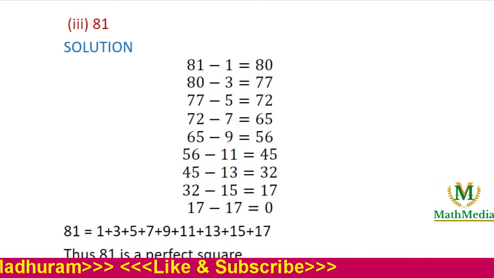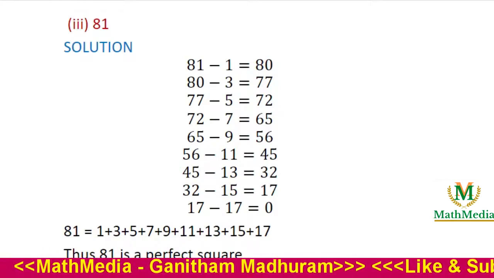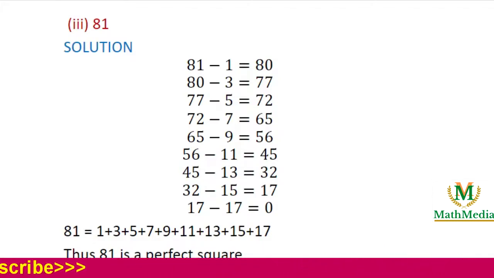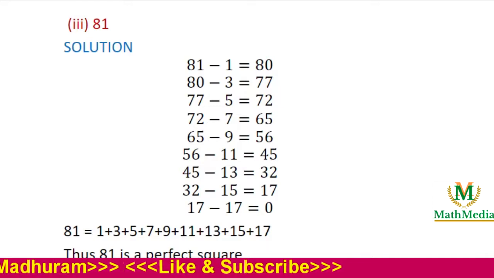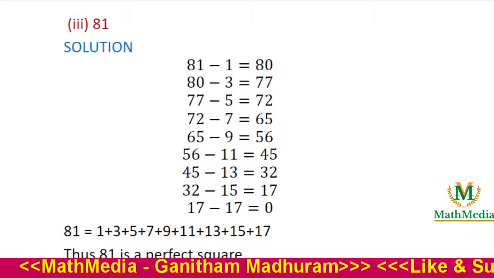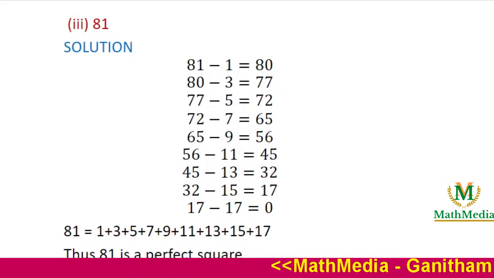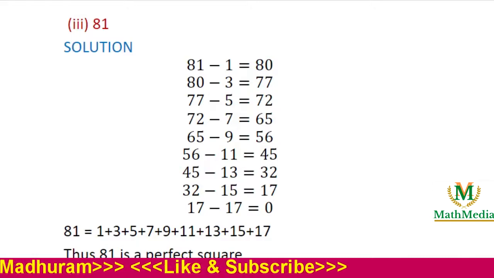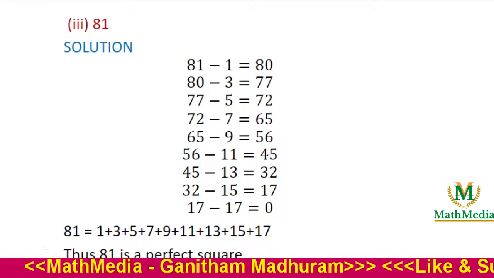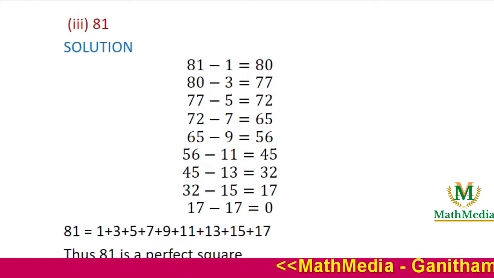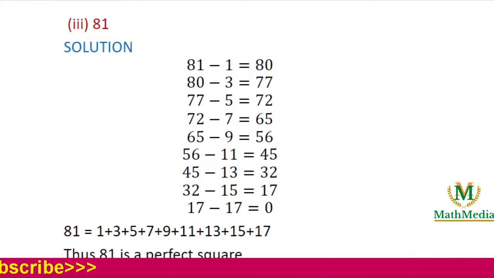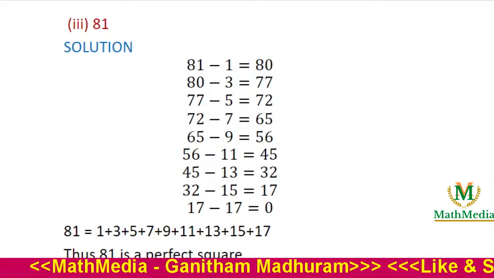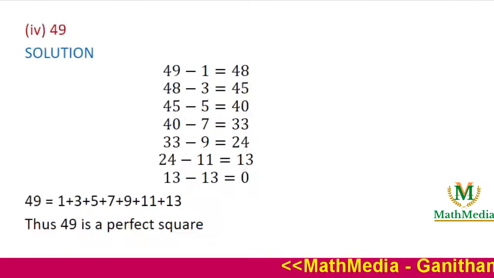56 minus 11, 45. 45 minus 13, 32. 32 minus 15, 17. 17 minus 17 equal to 0. We reach 0. That means 81 can be expressed as a sum of successive odd numbers starting from 1. Therefore, 81 equal to 1 plus 3 plus 5 plus 7 plus 9 plus 11 plus 13 plus 15 plus 17. Thus, 81 is a perfect square.